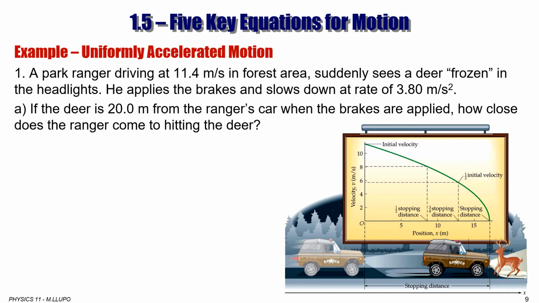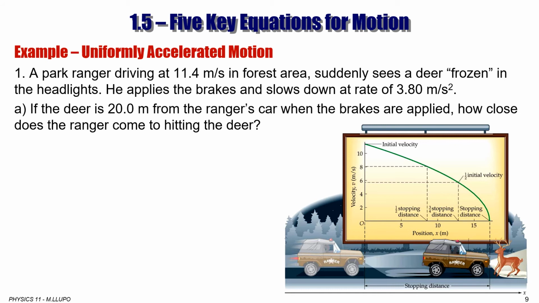He applies the brakes and slows down at a rate of 3.8 meters per second square. If the deer is 20 meters from the ranger's car when he brakes, how close does the ranger come to hitting the deer? So the idea is that after he sees the deer, he hits the brakes, so that means the car will slow down, the car will decelerate.